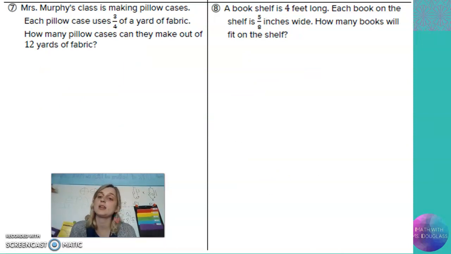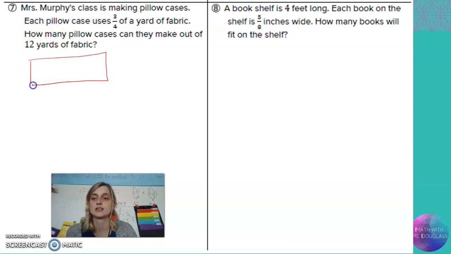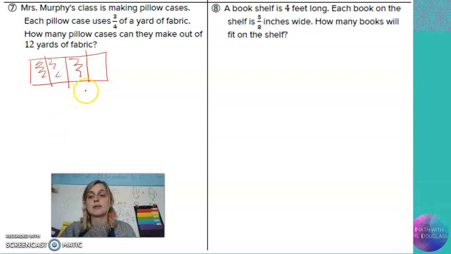Last 2. Miss Murphy's class is making pillowcases. Why not? Each pillowcase uses 3/4 of a yard of fabric. So each pillowcase, if that's a yard is 3 feet. If that's a yard, it takes this much, this much, this much. 3 of those fourths to make 1 pillowcase. How many pillowcases can they make out of 12 yards of fabric?